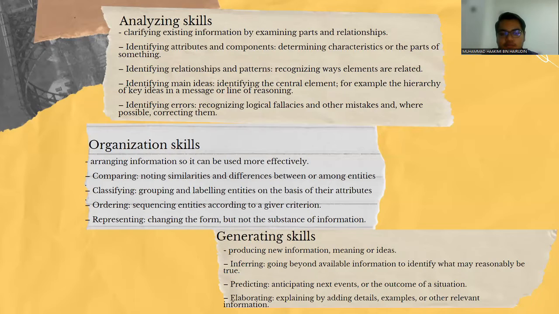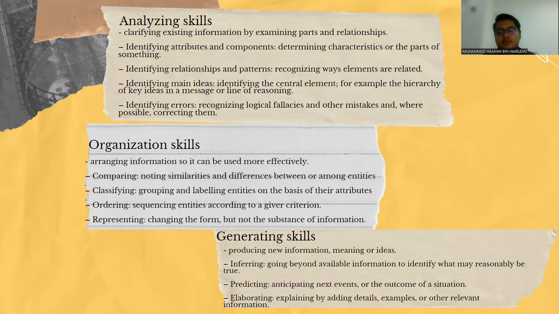And we should identify relationships and patterns, recognizing ways elements are related. And we should identify main ideas, identifying the central element, for example, the hierarchy of key ideas in a message or line of reasoning. And we should identify errors by recognizing logical fallacies and other mistakes and where possible correcting them.